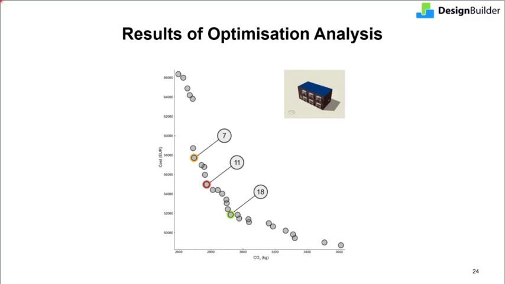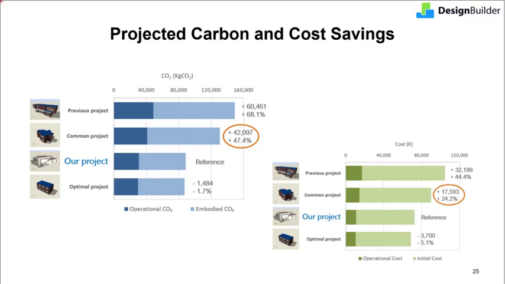Lessons from these were used to inform the final design. The final design refined using optimization was significantly better than typical and previous projects. It was much cheaper and also less carbon intensive. The project obtained the highest energy rating according to the Spanish Building Technical Code.